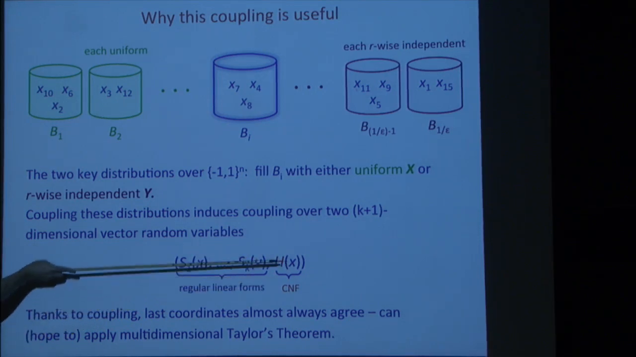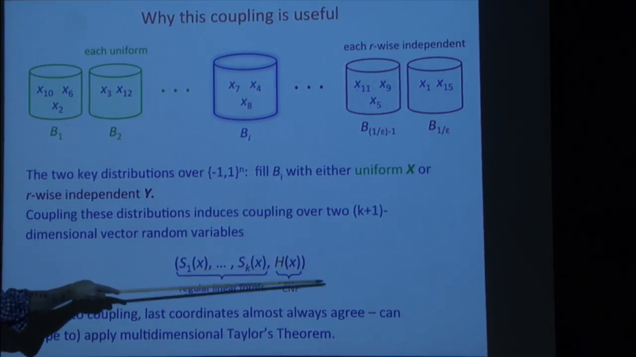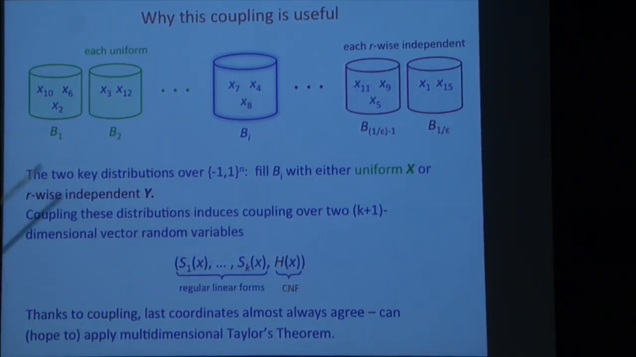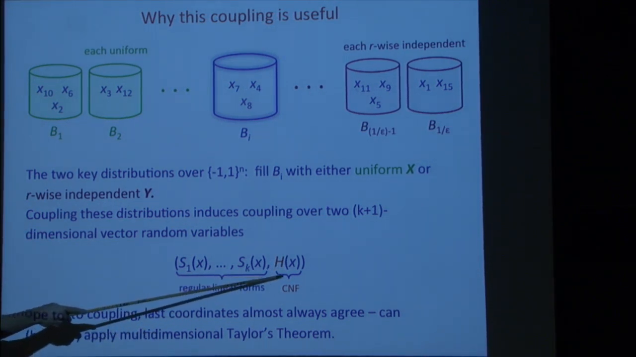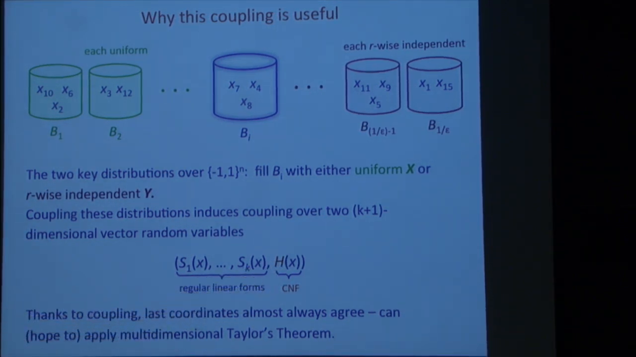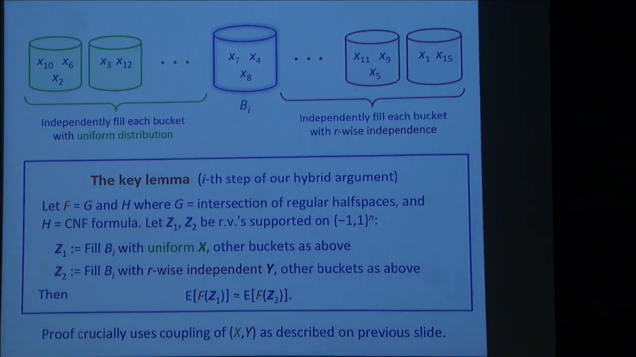And thanks to this coupling, if I have the truly random distribution versus the pseudo-random distribution, I have a pair: this guy under true randomness, comma, this guy under pseudo-randomness. That joint random variable, that last coordinate is going to almost always agree, right? And that's helpful for us for a multidimensional Taylor's theorem kind of thing. It takes away, like I said before, this possibility that we have a big difference because of this last coordinate, okay? So this is kind of a key aspect of our analysis.